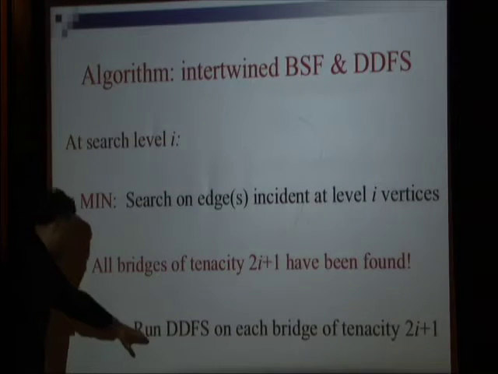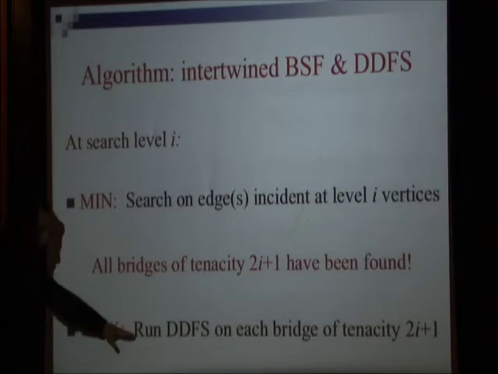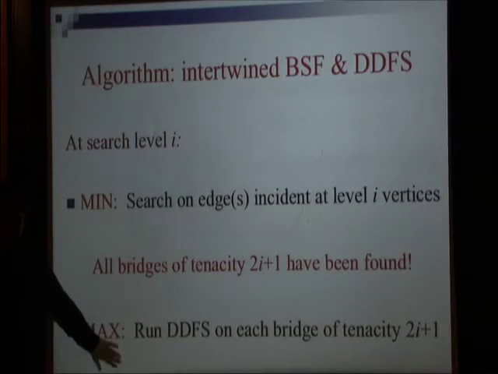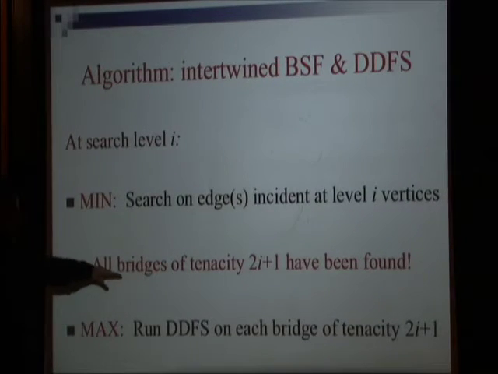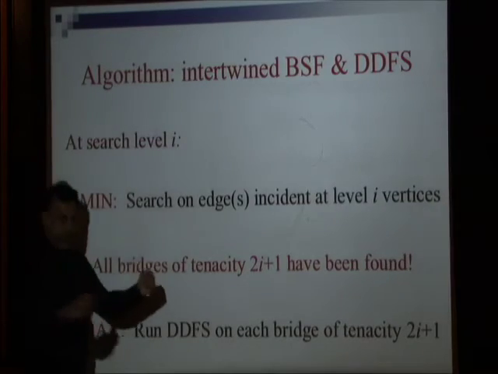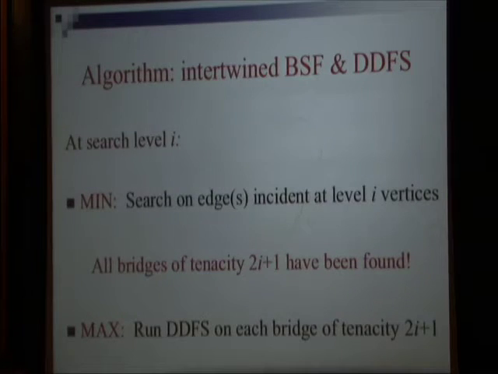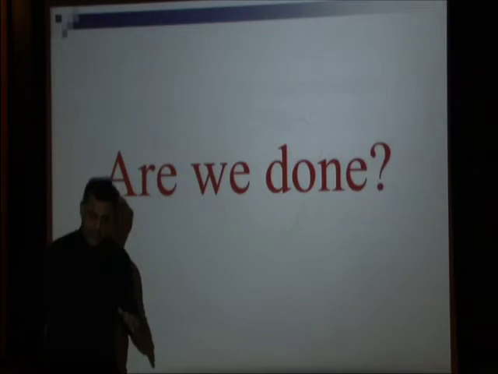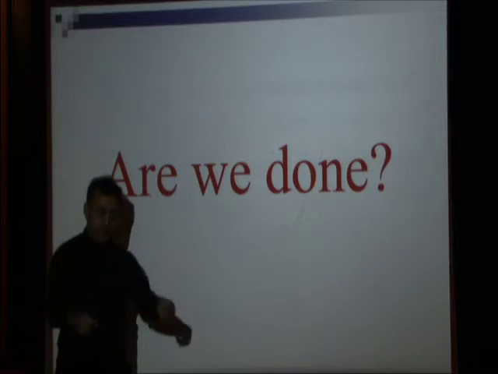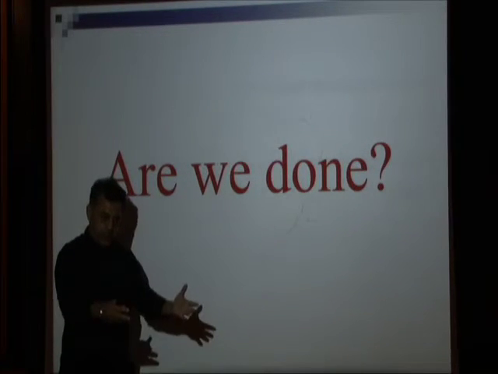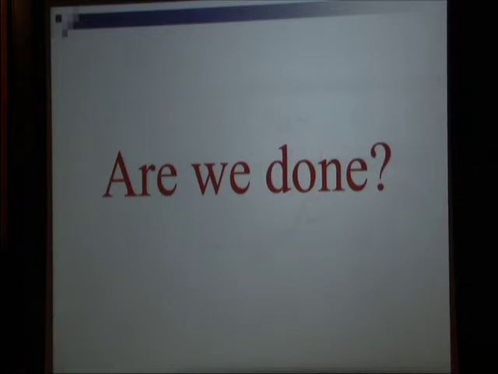So here, what do we have to prove here? So I mean, to prove that every vertex of tenacity 2i plus 1 will be found, okay, we need to prove that all bridges are found and that double depth first search will find the support of all bridges. Okay, take the second statement from me. Okay, that has been proven. Are we done? I mean, if I tell you that all the bridges of tenacity 2i plus 1 will be found, and if I tell you that when you do double depth first search on each bridge, you will find the support of all these bridges, have you found all vertices of tenacity 2i plus 1? Have you, or have you not, or is something missing?